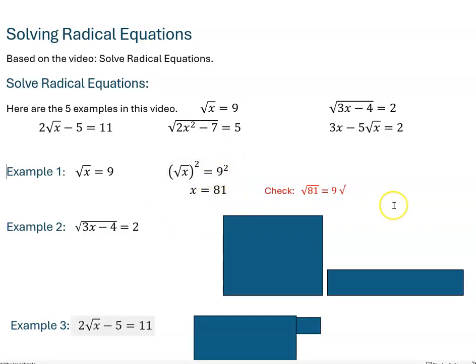Always when you're doing square root equations, radical equations, you should be checking that. The square root of 81 equals 9, that checks, all good.